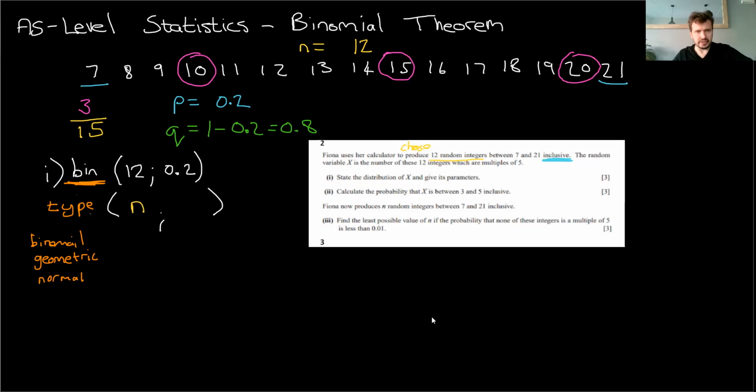Now then, the probability of success, 0.2 there, goes over here. First after the type was the number, so this is how many you choose. And then the probability of success goes here.